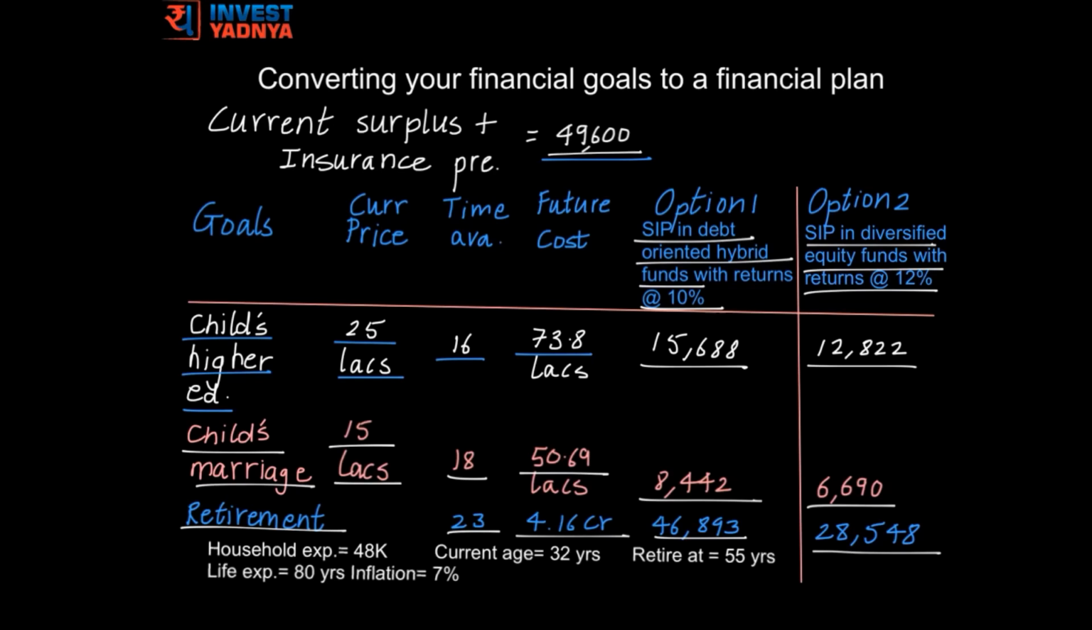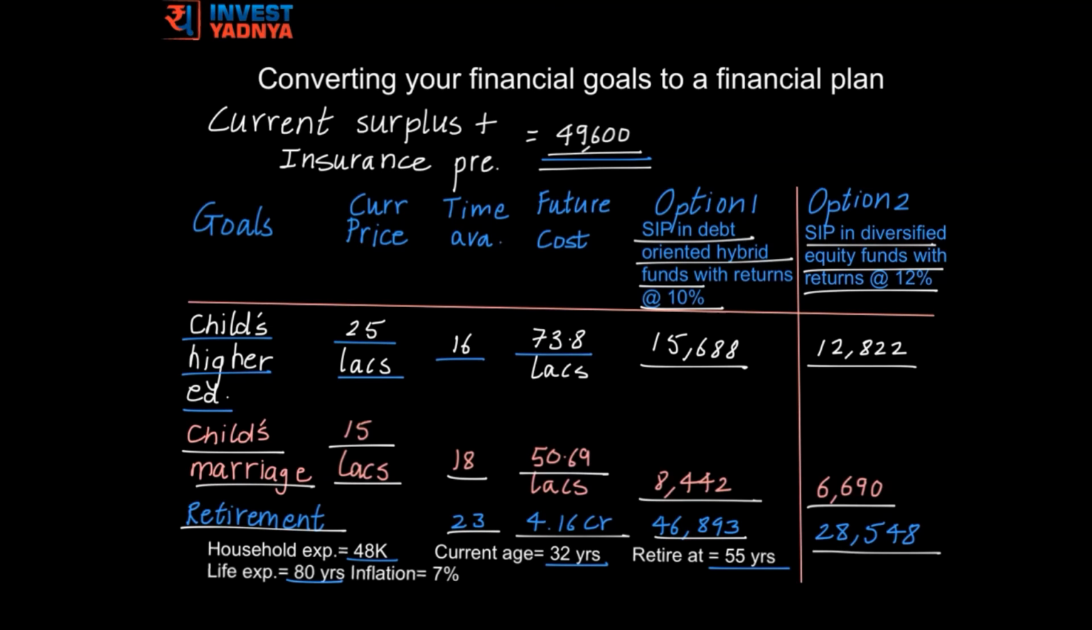The values required to calculate the retirement corpus are household expenses, which are 48,000 for Parul and Puneet. Puneet's current age is 32 years. He wants to retire at 55 and expects to live till 80 years. Now Parul and Puneet have a surplus of 49,600 rupees each month.